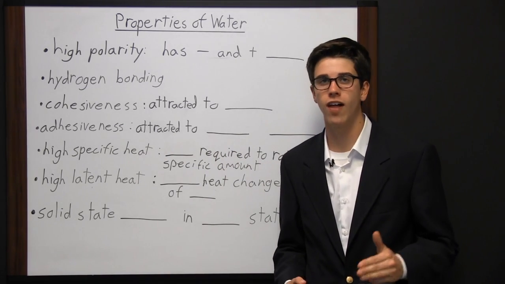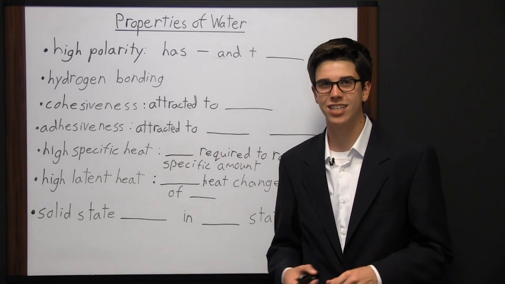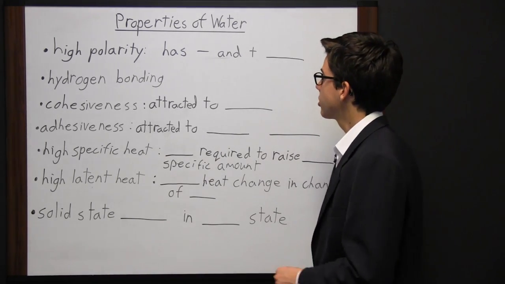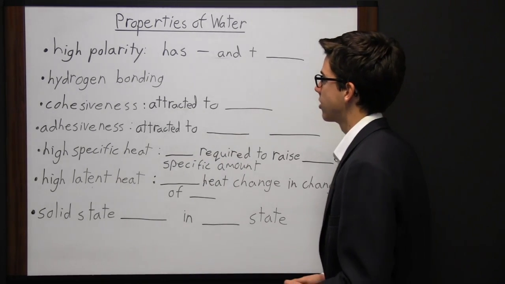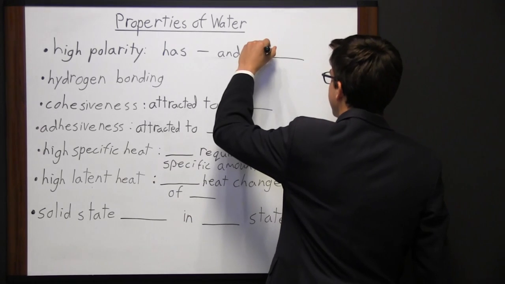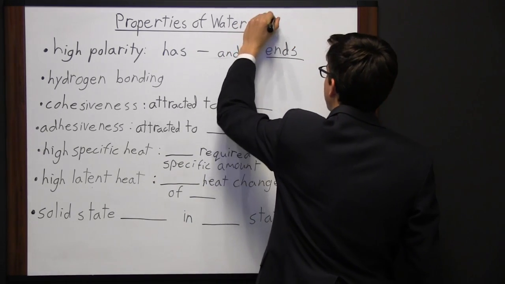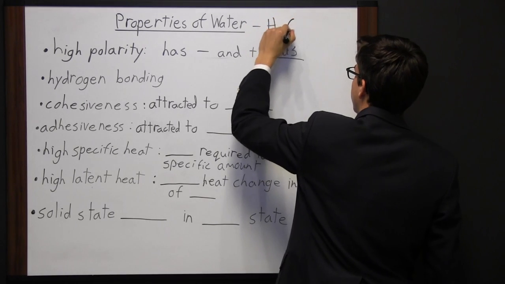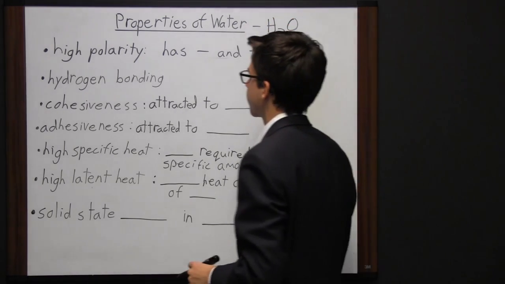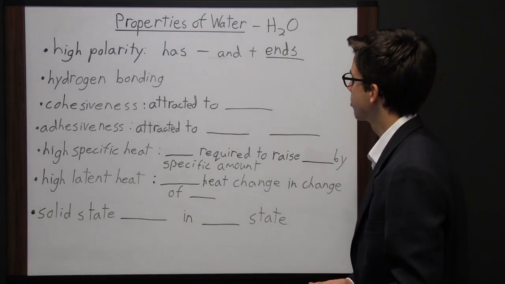Water is essential to life as we know it, and it is one of the main, or the main, constituent of many living things. And so there are several interesting properties of water I want to take a look at. First is its high polarity. It has negative and positive ends. And this is due to the fact that water is made up of two hydrogen atoms and only one oxygen atom. And also hydrogen bonding. Water molecules engage in hydrogen bonds with other water molecules.